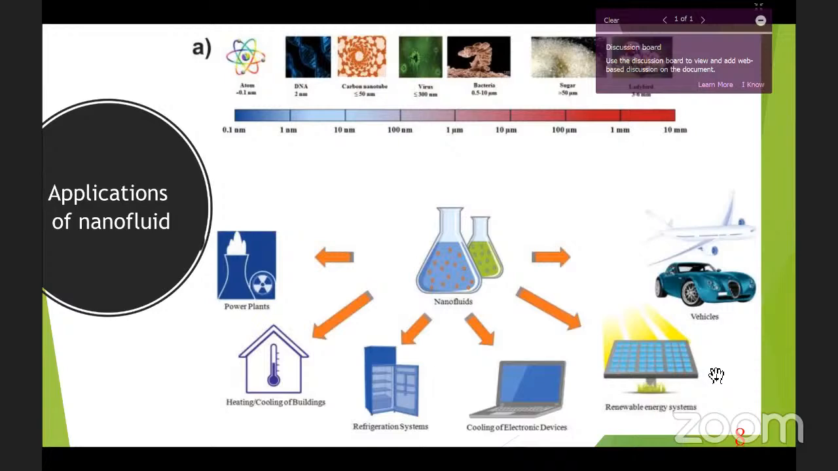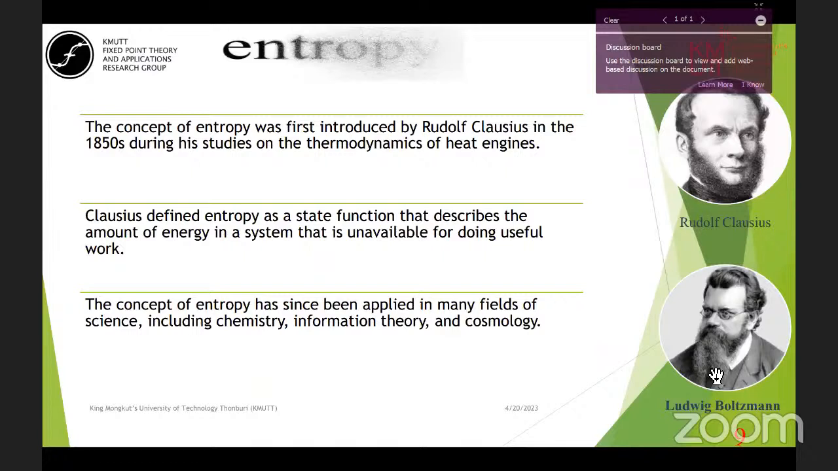Entropy. I also take the entropy of this problem. The entropy concept was first introduced by Rudolf Clausius in the 1850s during his studies on the thermodynamics of heat engines. He defined entropy as a state function that describes the amount of energy in a system that is unavailable for doing useful work. This concept of entropy has since been applied in many fields of science, including chemistry, information theory, and cosmology.